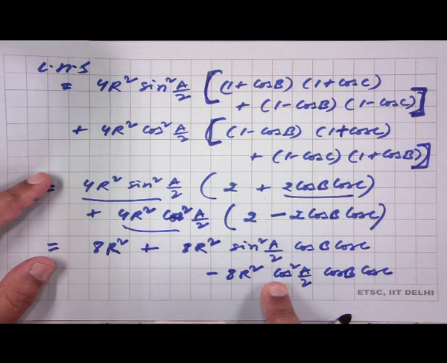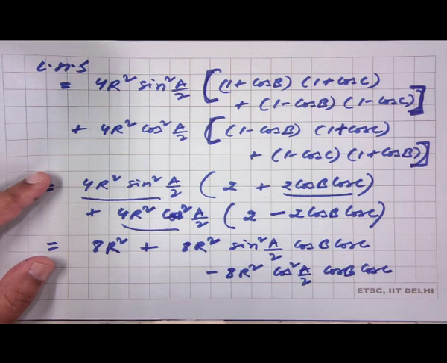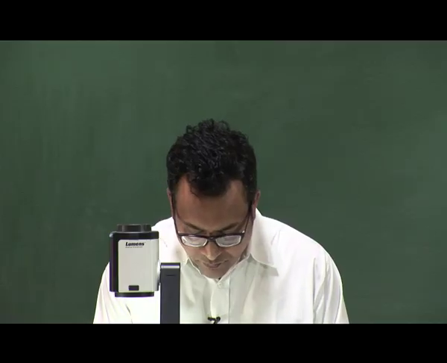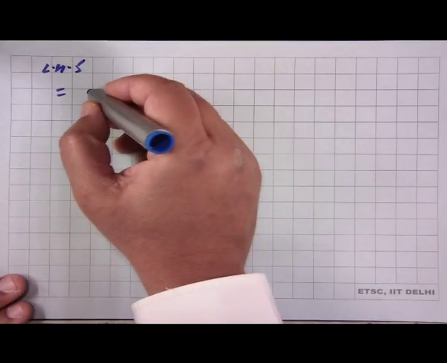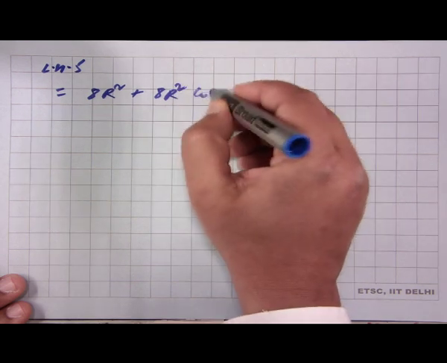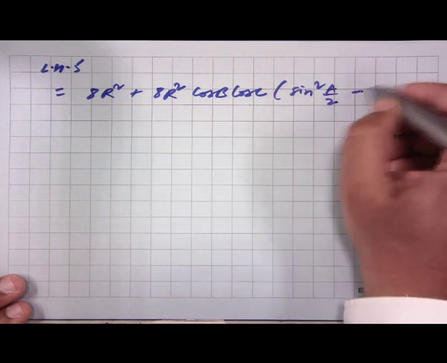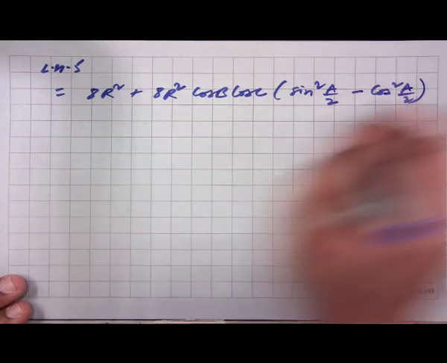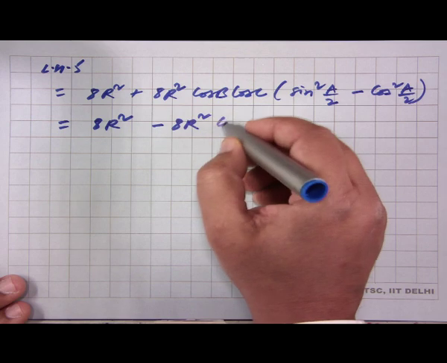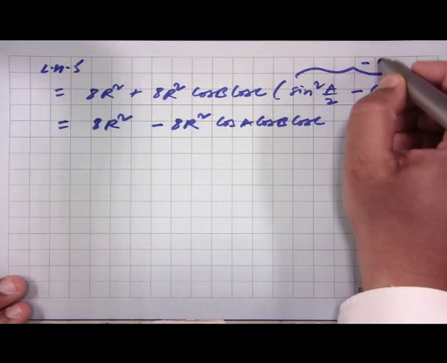But here we see that, because 8r square and cos b cos c is common, we get cos square a by 2 minus sin square a by 2 coming here. So the left hand side is equal to 8r square plus 8r square cos b cos c times sin square a by 2 minus cos square a by 2, which is equal to 8r square minus 8r square into cos a cos b cos c, because this is equal to minus of cos a.